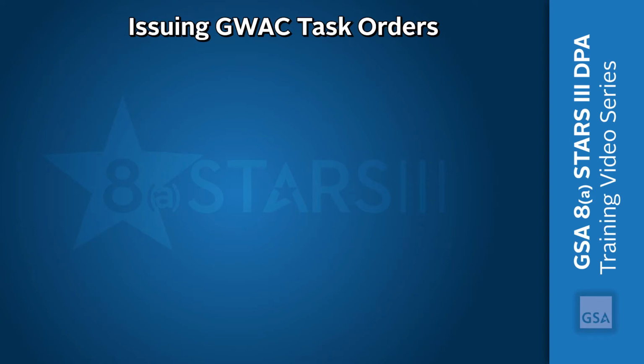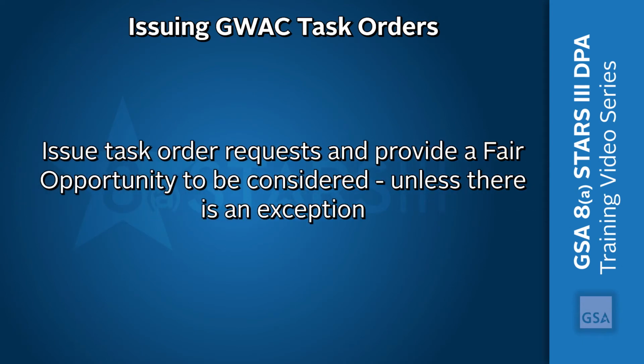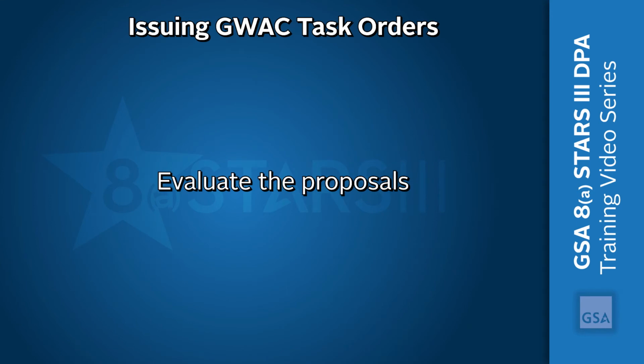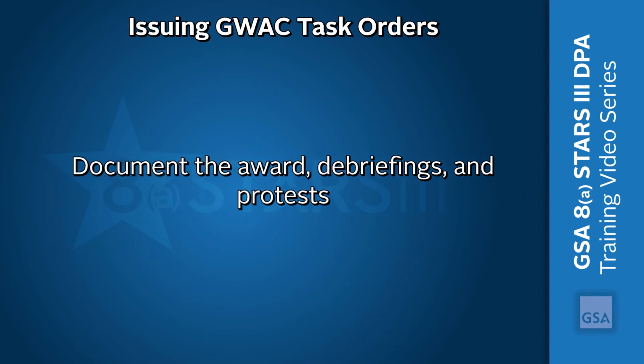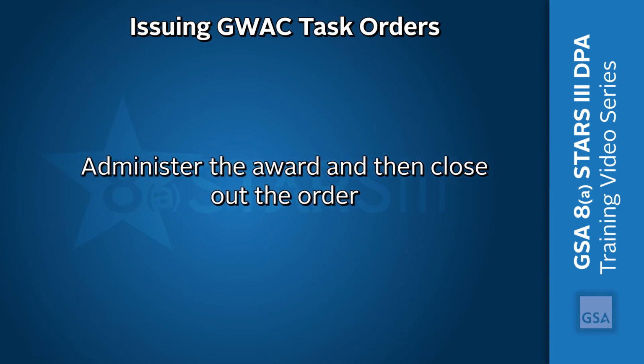Acquisitions should follow these basic steps. First, plan the acquisition, define requirements, and develop the task order request. Issue the task order request and provide a fair opportunity to be considered, unless there is an exception. Then, evaluate the proposals. Document the award, debriefings, and protests. Administer the award, and then close out the order.